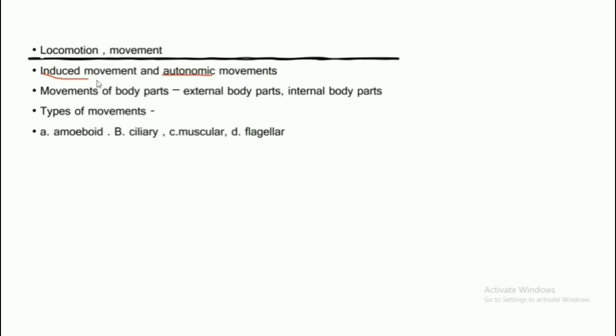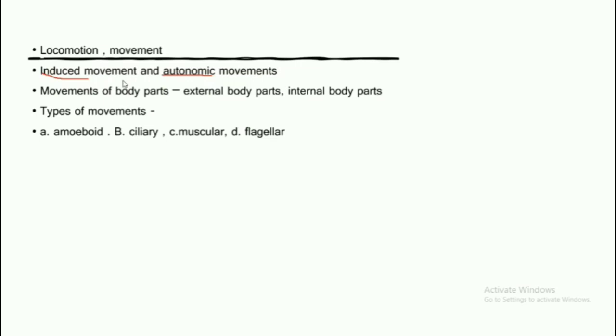Induced movement means when, for example, non-living things are moved from one place to another. For example, if I pick a stone and I change the position of that stone, that is the induced movement. I'm inducing the movement. And what are the autonomic movements? Autonomic movements are the movements by the body parts on their own. So the energy is produced in those organs and the organs are moved from one position to another position. That is the autonomic movement.